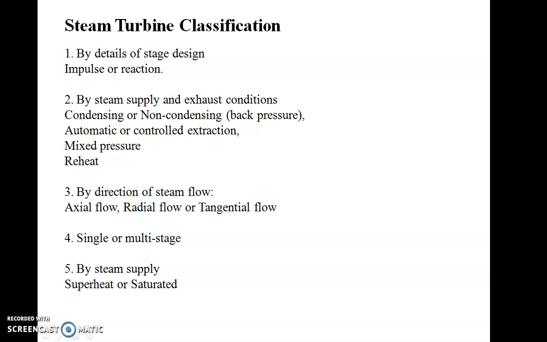Then by direction of steam flow also, like hydraulic turbines, you can classify as axial flow, radial flow or tangential flow, but most of the steam turbines are axial flow type turbines. Then single or multi-stage steam turbines. Then by nature of steam supply, whether it is superheated steam or saturated steam, based on that also you can classify the steam turbines.